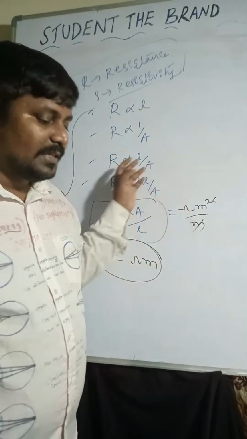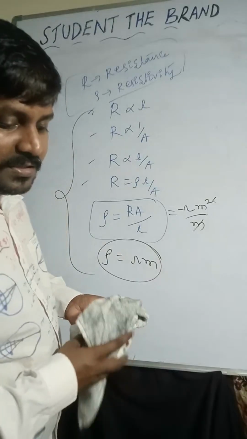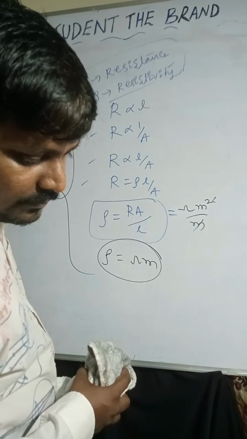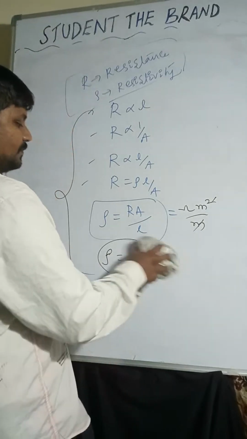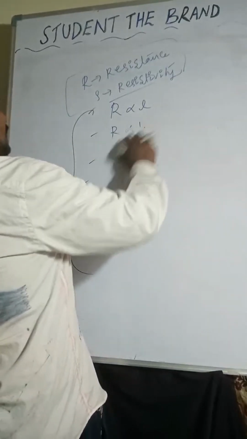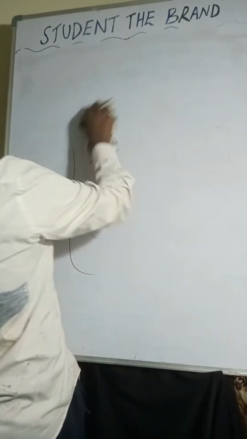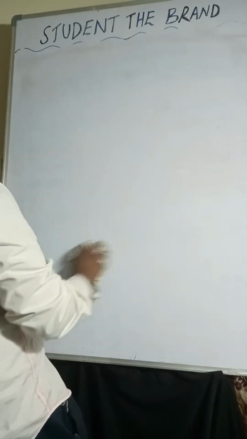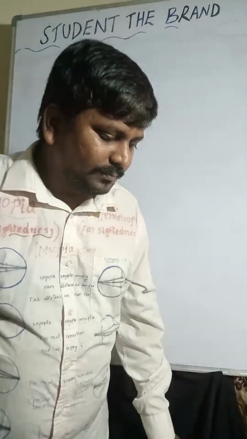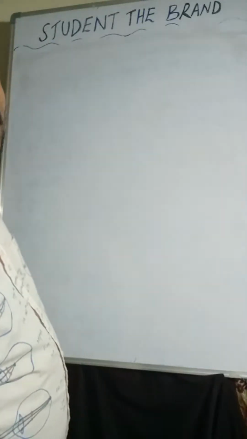Okay. So these are the points, and one more thing, resistance depends on temperature. Rho is resistivity. Rho is the resistivity.